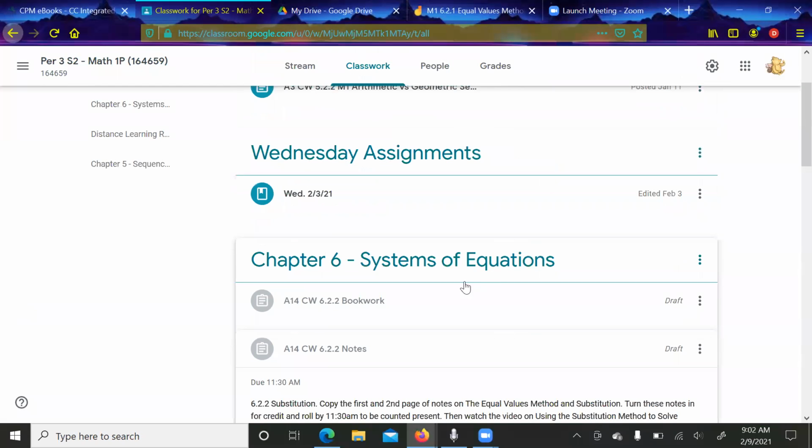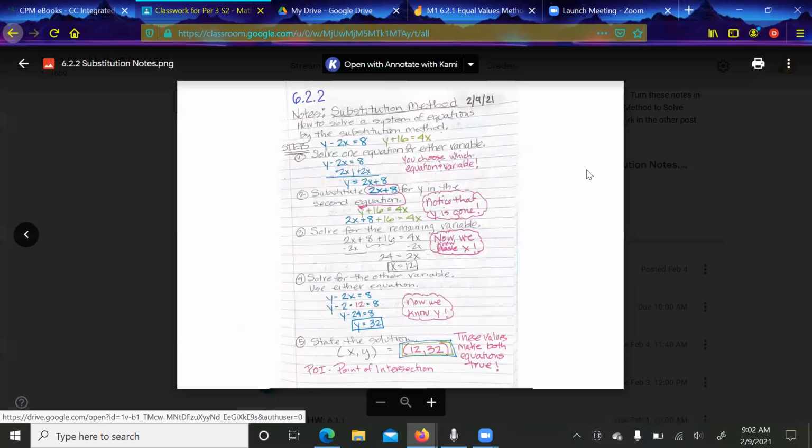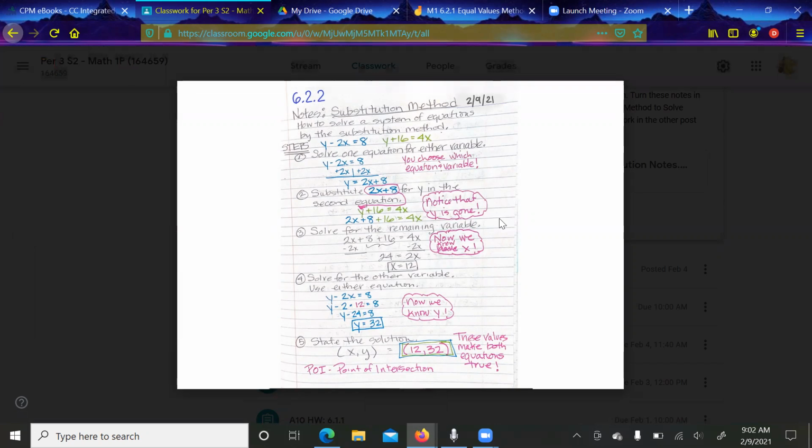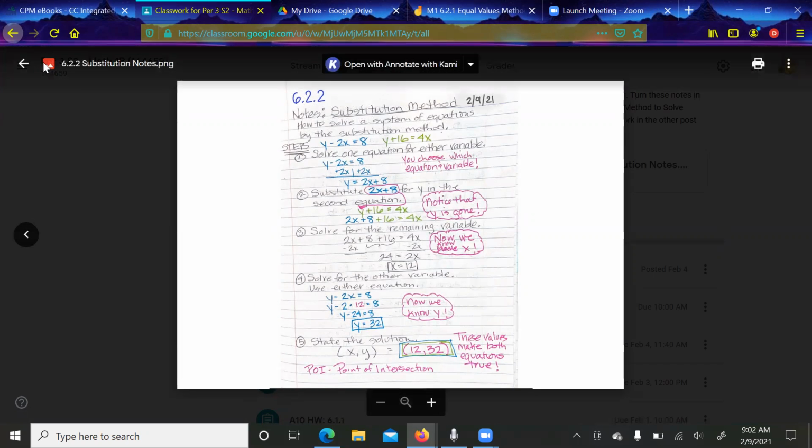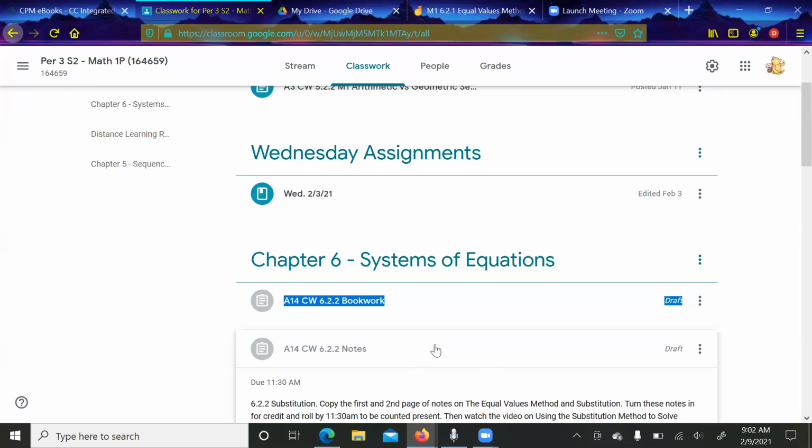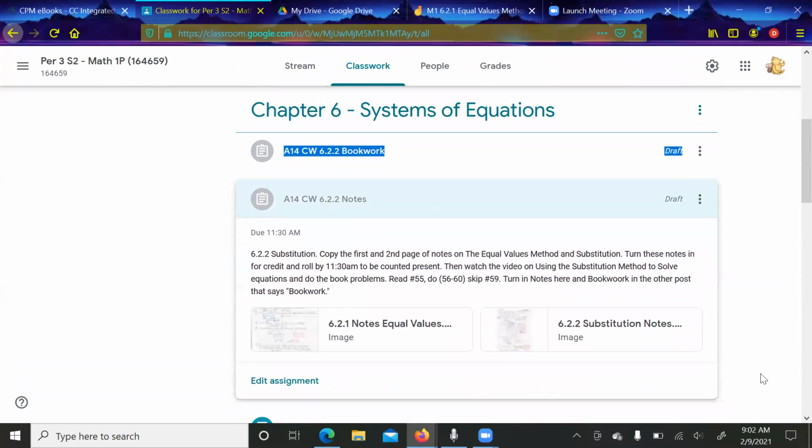And then today we are learning the substitution method. Sorry, my mouse is not cooperating with me right now. So you're going to click on the substitution notes right here. You're going to take notes on this and turn it in by 11:30 for third period, and before 1 o'clock for fifth period. Okay, so these two pages need to be turned in here on your classwork where it says notes. I'll use that to take roll.